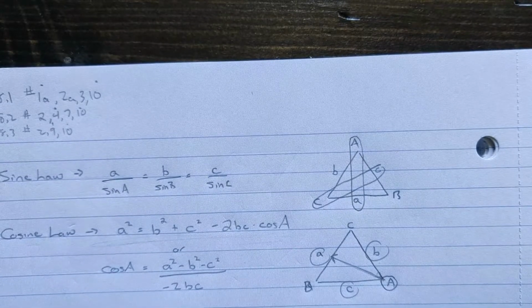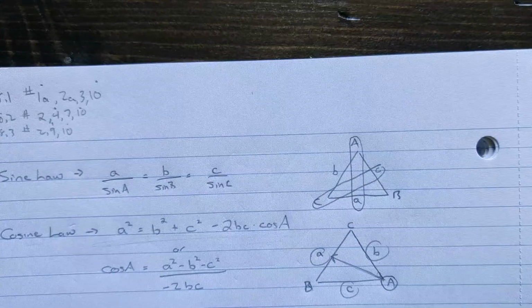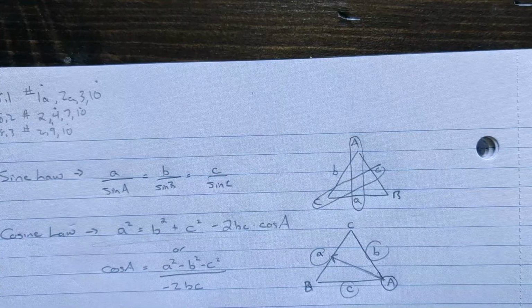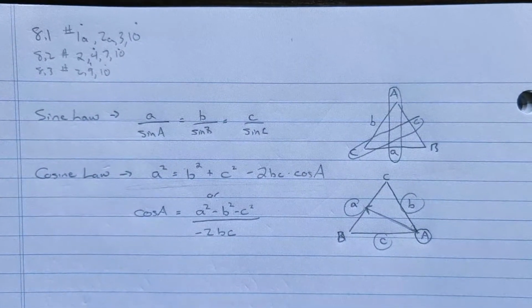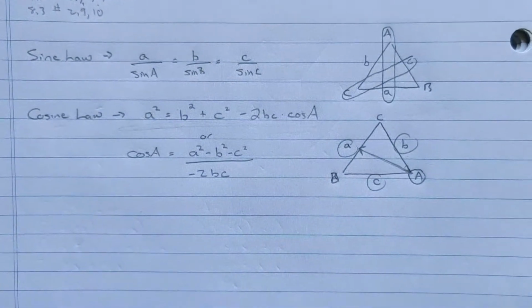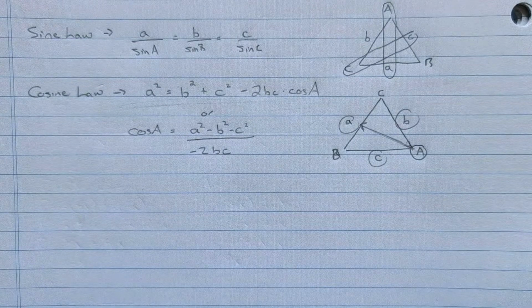So some questions that I had assigned out of the textbook were from 8.1, 8.2, and 8.3. The cosine law was divided up into the two sections for sides and angles. Probably not needed, but we'll take a look at a few of those questions together.